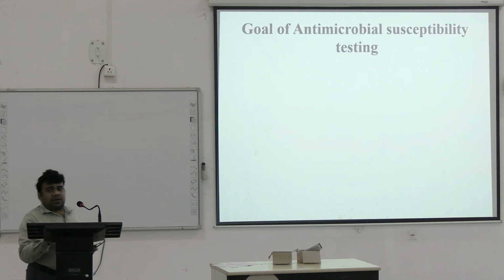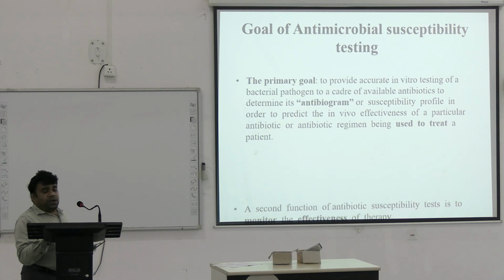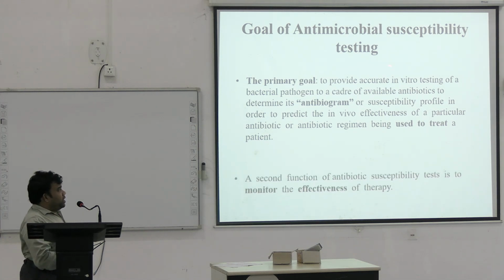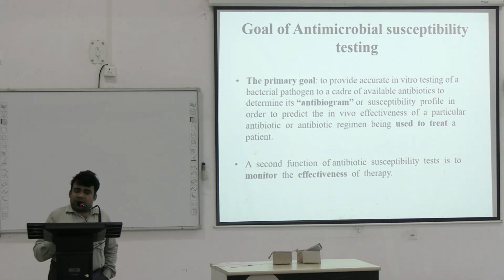Having understood that, now we have to understand the goal of antimicrobial susceptibility testing. That means after you get the culture report, the antimicrobial susceptibility testing has been done. But then what is the goal? The primary goal is to provide accurate in vitro susceptibility testing results which can be interpreted and carried over to the patients. Furthermore, it will also give what is called an antibiogram. I'll talk about antibiogram later on.